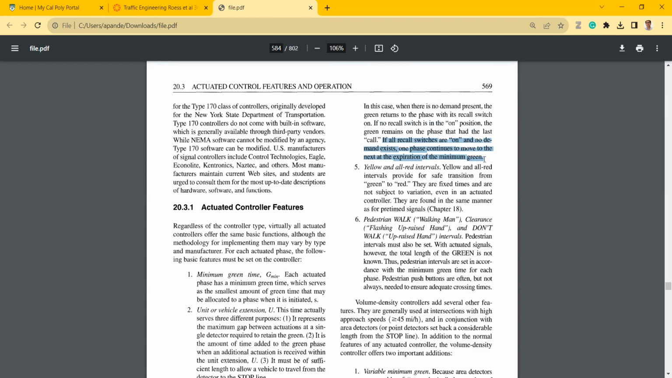They are fixed times and not subject to variation. So for each movement, you will provide a yellow and green time, or yellow and all red time. Okay, so we'll provide that. How do we calculate that? We talked about some formulas. We're going to see those formulas again here. So we'll use those formulas to estimate our yellow and all red time.